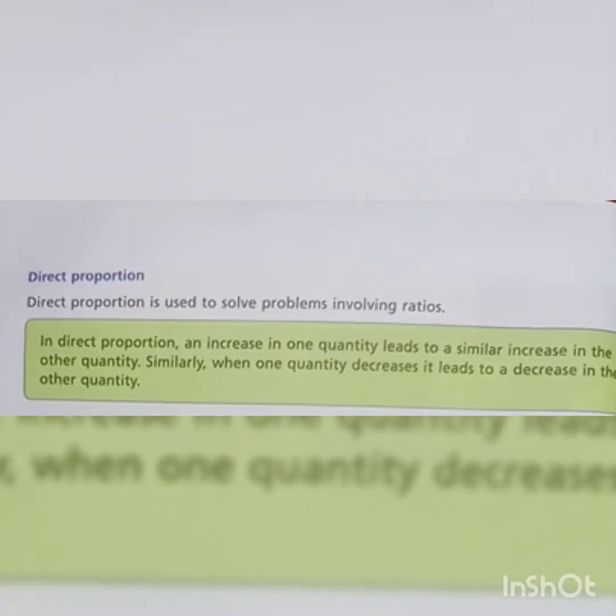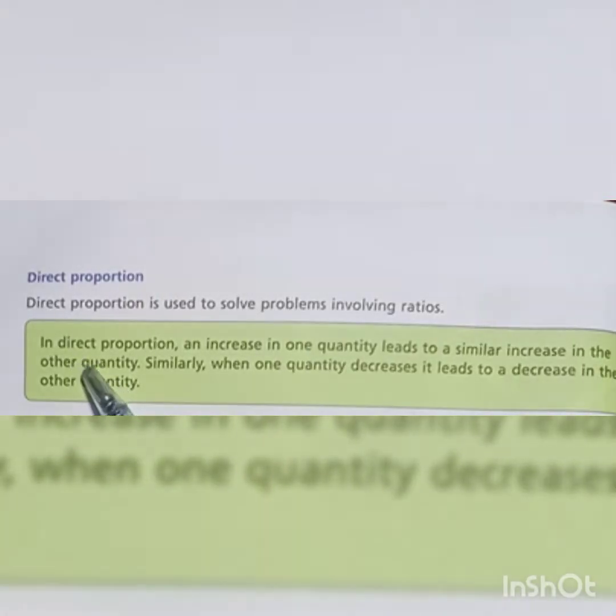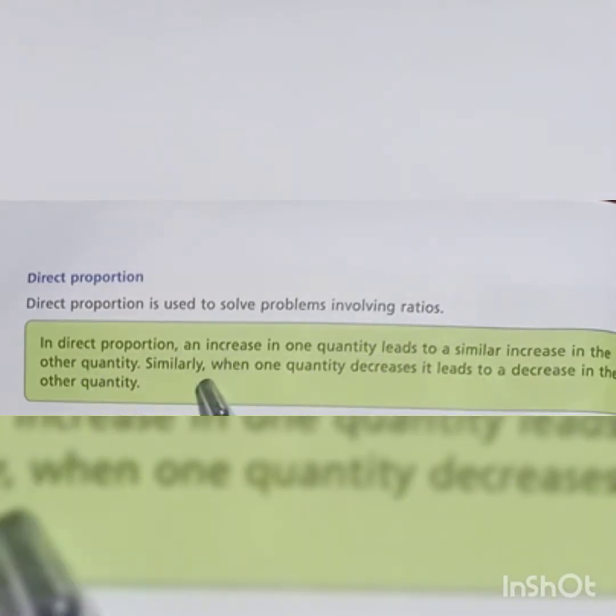Students, at page number 90, here is the definition of direct proportion. In direct proportion, an increase in one quantity leads to a similar increase in the other quantity. Similarly, when one quantity decreases, it leads to a decrease in other quantity.